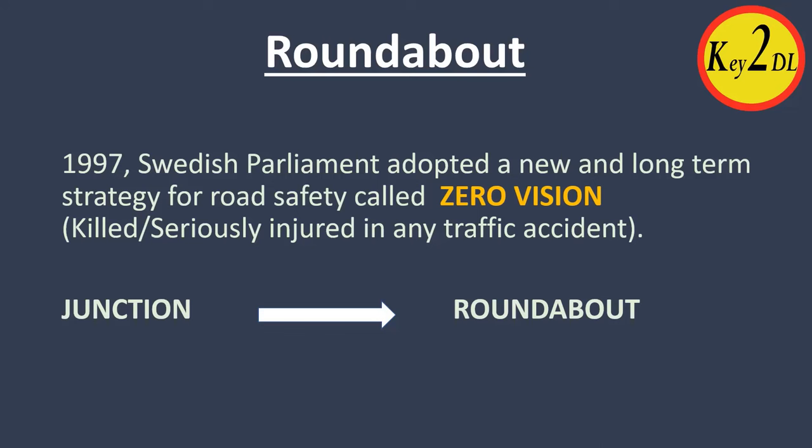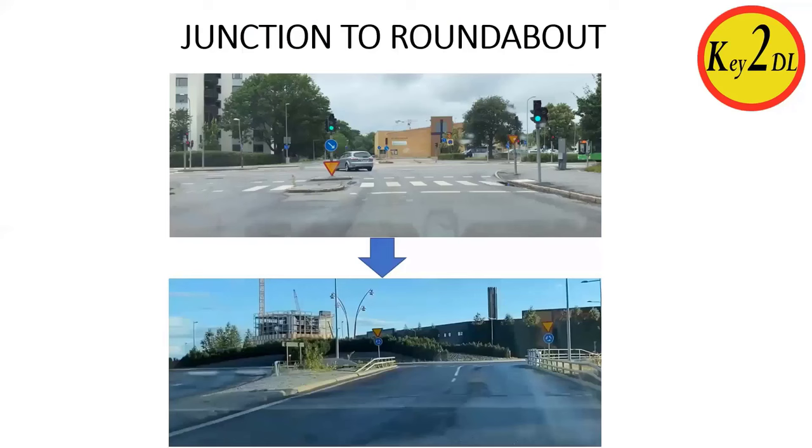And what they found out is that it is where people enter the city or exit from the city that most of the accidents were happening. That's why they started, and gradually almost all the junctions, they made into roundabouts. If you see the upper part of the picture, this is a normal four-way junction.